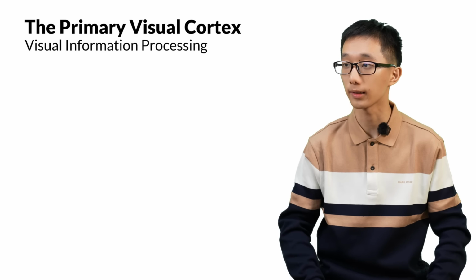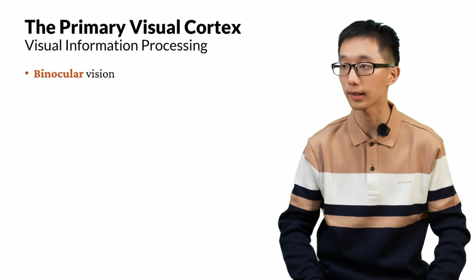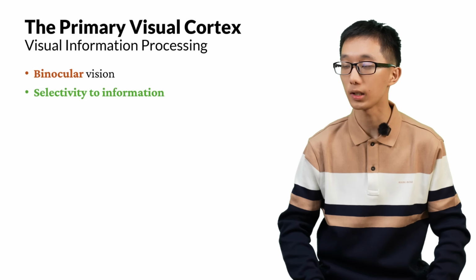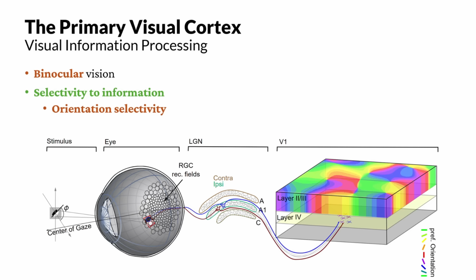Visual information processing. Binocular vision is an important feature that is processed in the primary visual cortex. There is also a selectivity to information that is passed down. For example, we have orientation selectivity. This means that the neurons are sensitive to a specific orientation in the visual field. For example, perpendicular to the ground or horizontal. Some cells are very sensitive to lines that are oriented like this. Or maybe we have a cell that is very sensitive to lines that are 42 degrees from the horizontal.